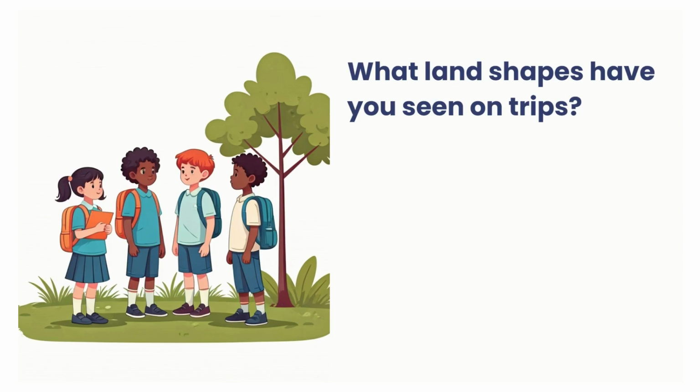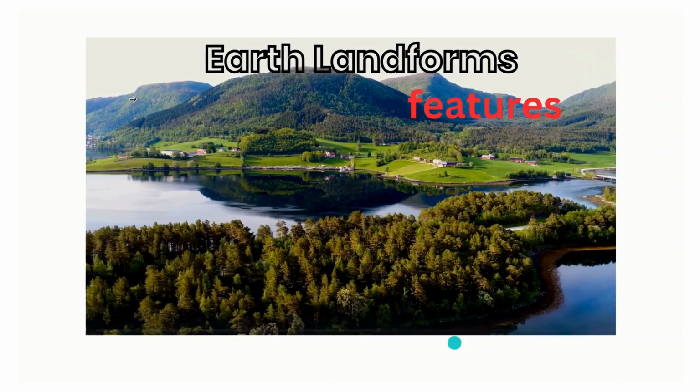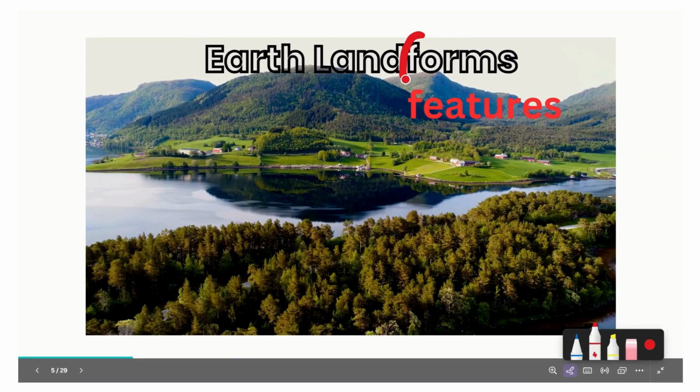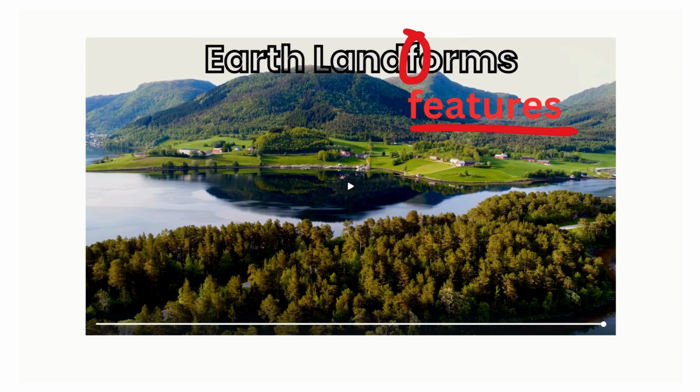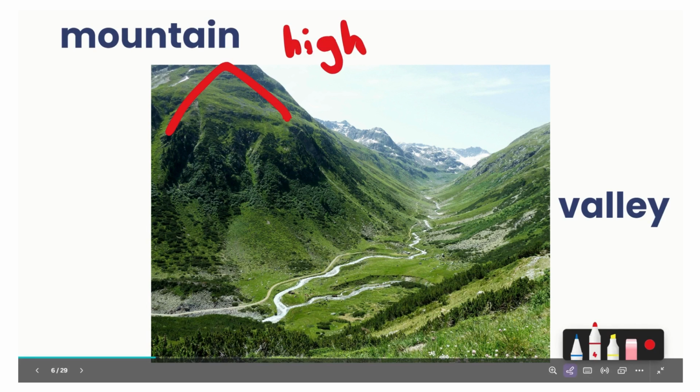So have you ever gone outside and looked around and noticed that the Earth has different shapes? Well, we call these shapes landforms. And if we look at that in landform, features. Features are the shapes we find on Earth. Let's look at some common features we find on Earth. Over here we can see our tall mountain. A mountain is the highest thing that we will find on Earth's surface.